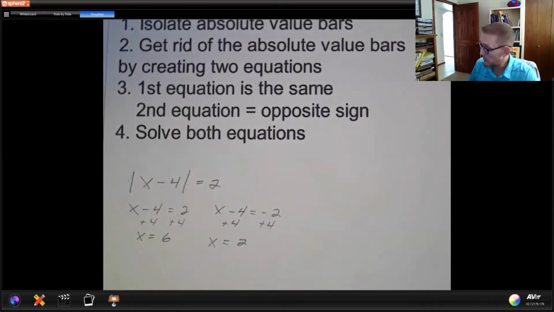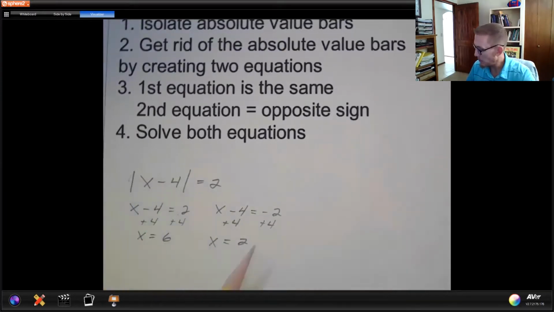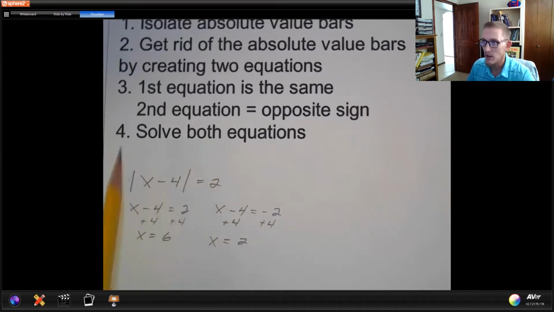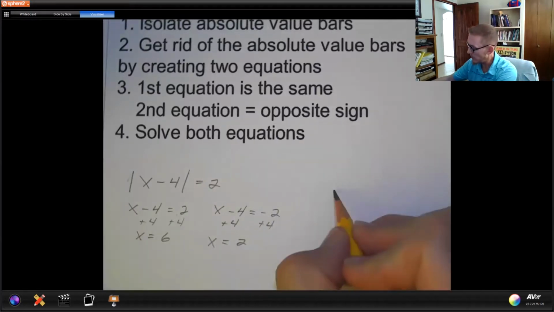Remember what I said? If there's more inside the absolute value bars, these numbers will not match. And if I test it and plug it in, which you're going to want to do, I plug in 6 minus 4 is 2, and the absolute value of 2 is 2. If I plug in 2, 2 minus 4 is negative 2, and the absolute value of negative 2 equals 2. So you're going to want to check your answers when you do this. And we'll explain a lot more why as we go deeper and deeper into this, and that'll be for a later lesson.